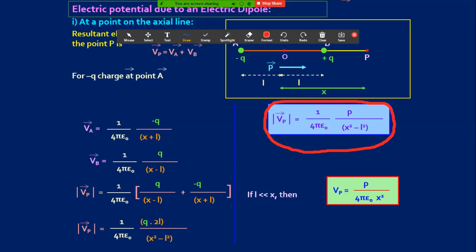If L is very less than x, then what will happen? Obviously, Vp is equal to p divided by 4 pi epsilon naught x square. Okay, my dear boys, I have discussed the electric potential at a point on the axial line, and the common equation is Vp = 1 divided by 4 pi epsilon naught, p divided by x square minus L square.